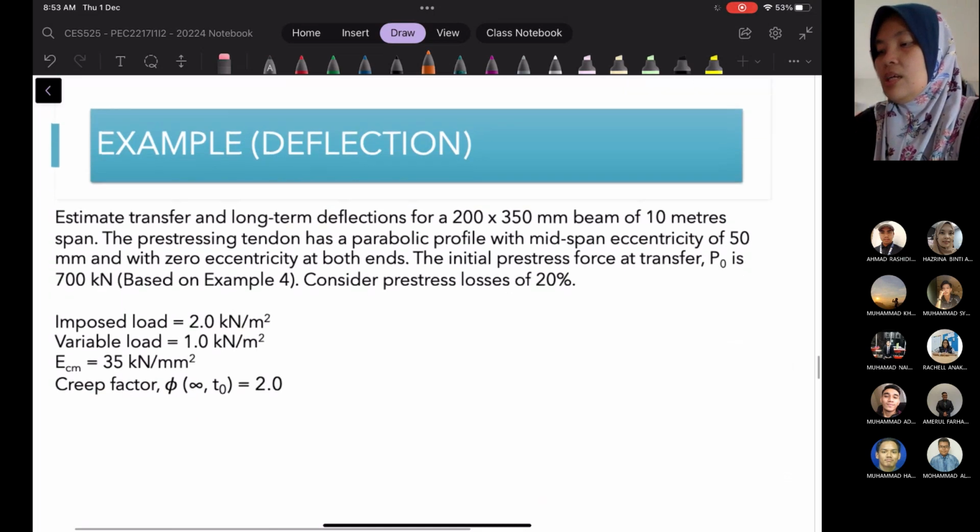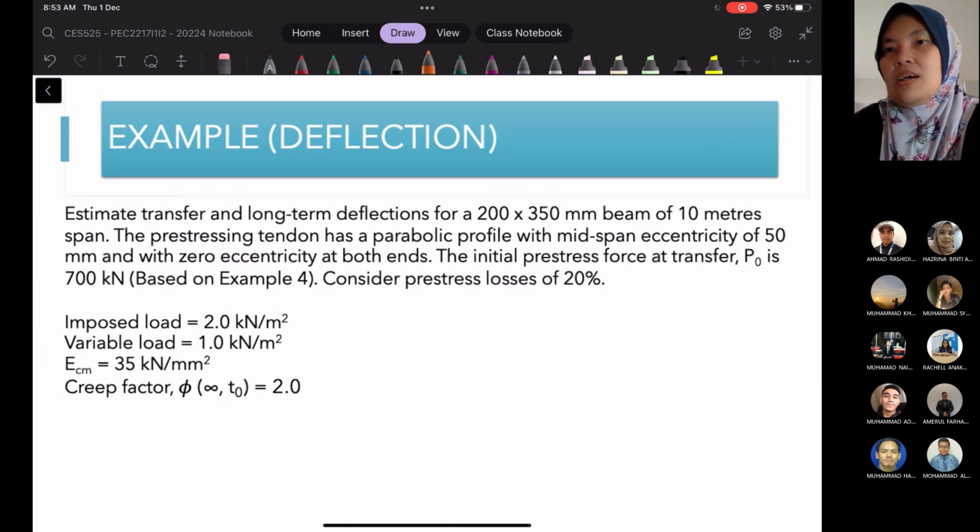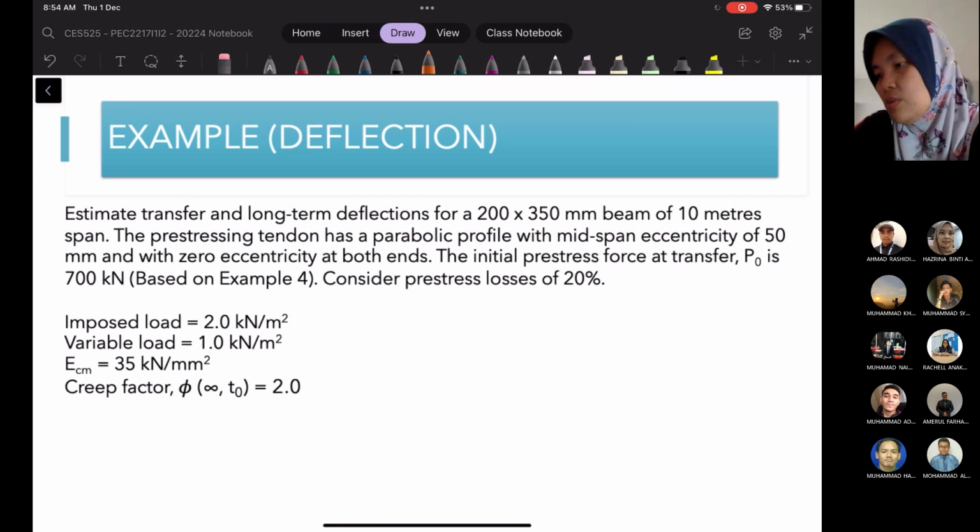So let's see the example. Just talking like this does not show how to apply it. So now we are going to look into the example. Estimate the transfer and long-term deflections for a 200 times 300 millimeter beam of 10 meters span. The pre-stressing tendon has a parabolic profile with mid-span eccentricity of 50 mm and zero eccentricity at both ends. This is an example we have solved previously.